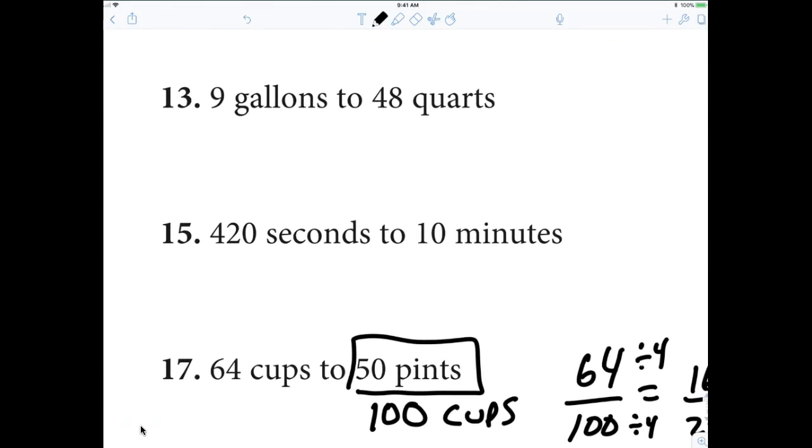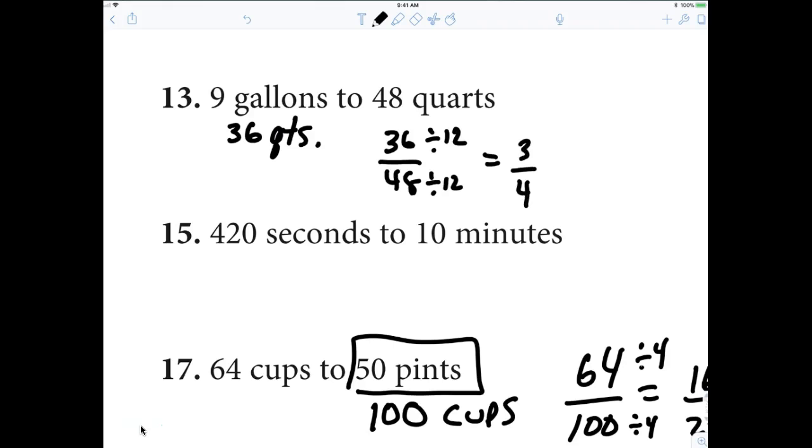So you have to realize that how many quarts in a gallon? Somebody remember how many quarts in a gallon? 4 quarts in a gallon. That is correct. So if I have 4 quarts to each gallon, that means 9 gallons is going to be 36 quarts, right? And now if we just write that as 36 to 48, divide by 12, right? And you get 3 over 4. Yeah, I got that. Okay? Everybody good with that? All right.